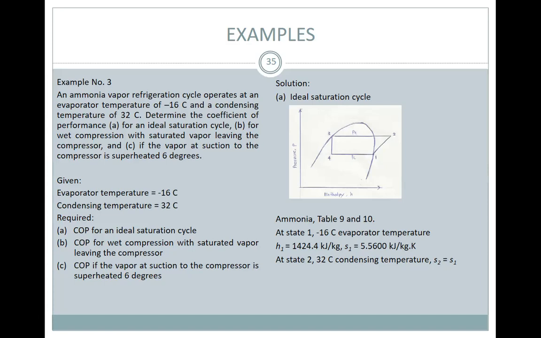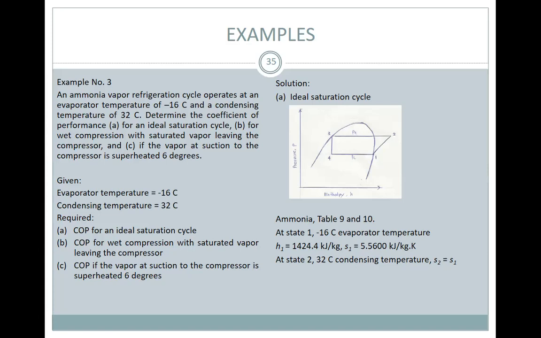So, you will use the tables now. Given: evaporator temperature is negative 16 C, condensing temperature is 32 C. Required: A, COP of the ideal saturation cycle. B, COP for wet compression with saturated vapor leaving the compressor. C, COP if the vapor at suction to the compressor is superheated.